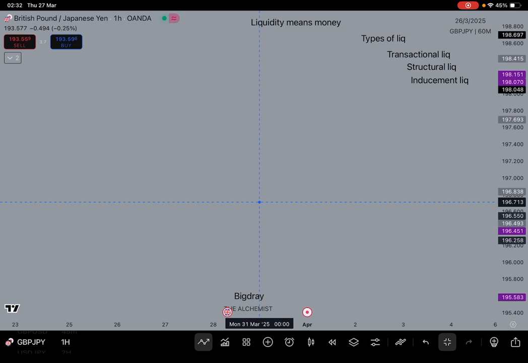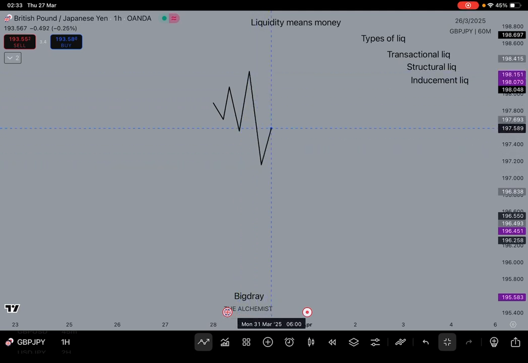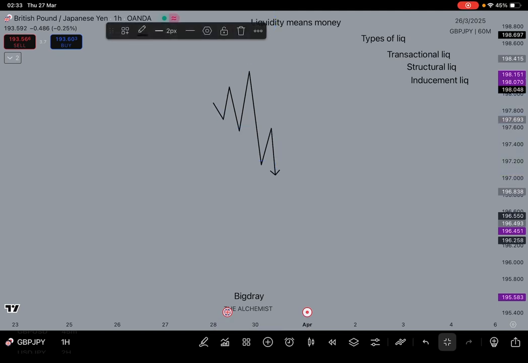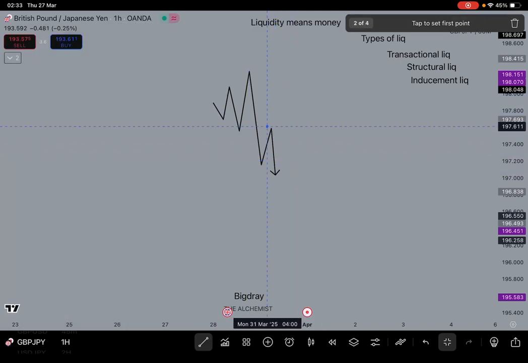And now, like I told you in the first video, we follow trend. So immediately you know that the market has changed trend already. What do you do? You follow the new trend. Understand? So let me explain what I mean by that. For example, you have this. This is a transactional liquidity.